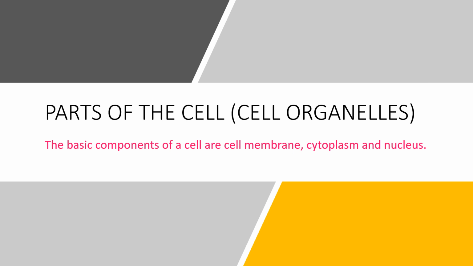Parts of the cell, also known as cell organelles. What are the basic components of a cell? This is the important point. Cell membrane, cytoplasm and nucleus. These three are the basic components of the cell. Though cells may differ in shape and size, all of them have the same basic structure. A cell contains both living and non-living parts. These three are the main parts of any type of cell.